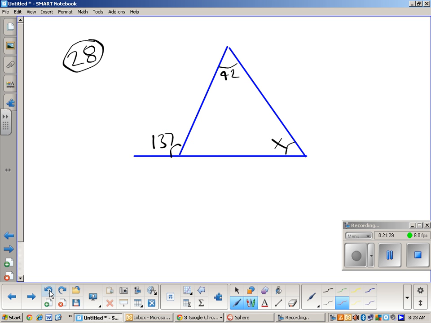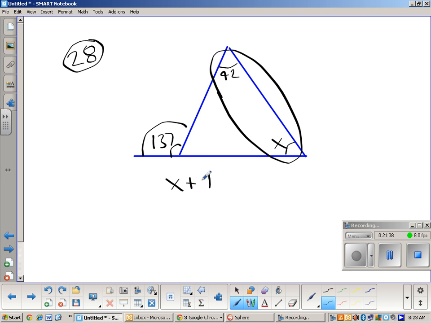the point of this question was for you to recognize this exterior angle is equal to the sum of these two angles. So x plus 42 should equal 137. So if I subtract 42 from 137, I think I get 95. Okay? That was the intent of the question, but there's certainly another way of doing it.